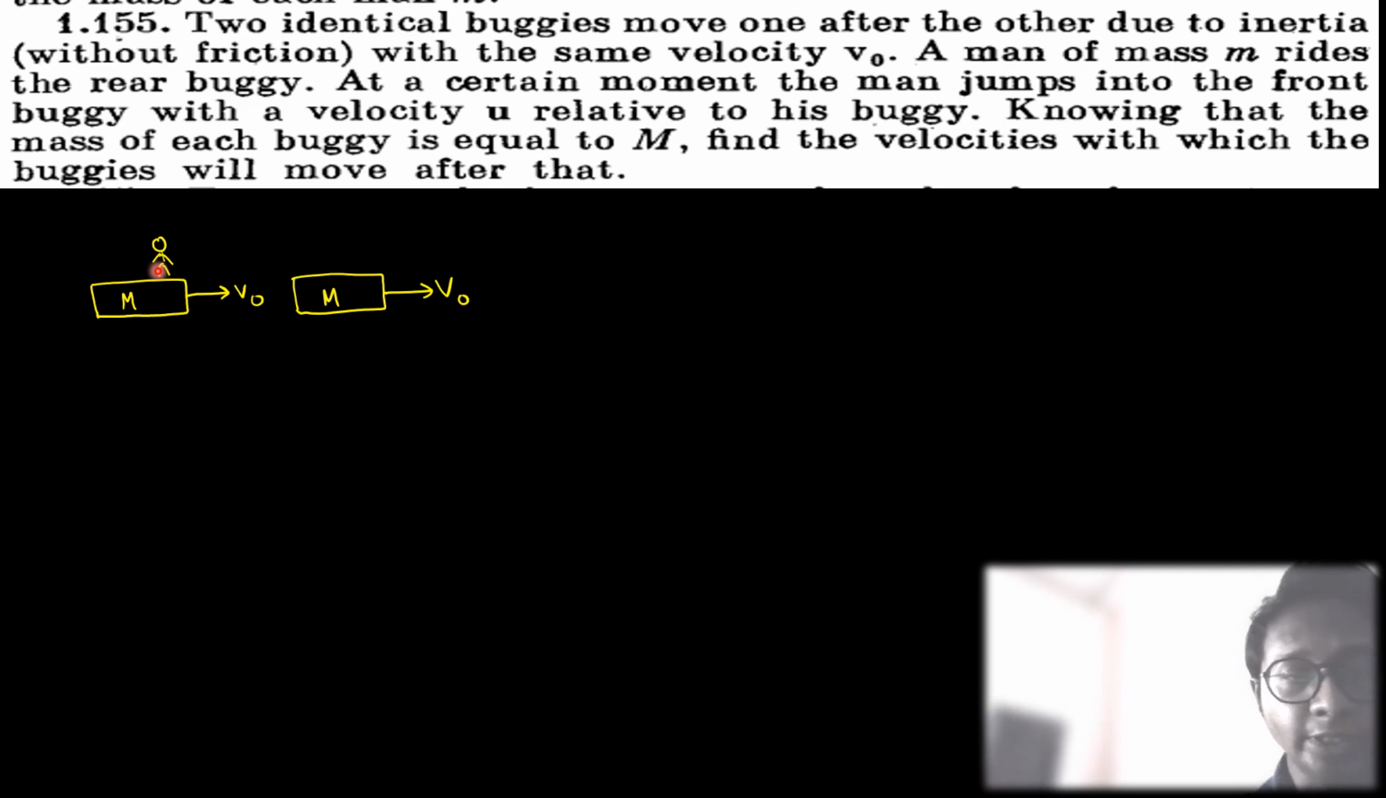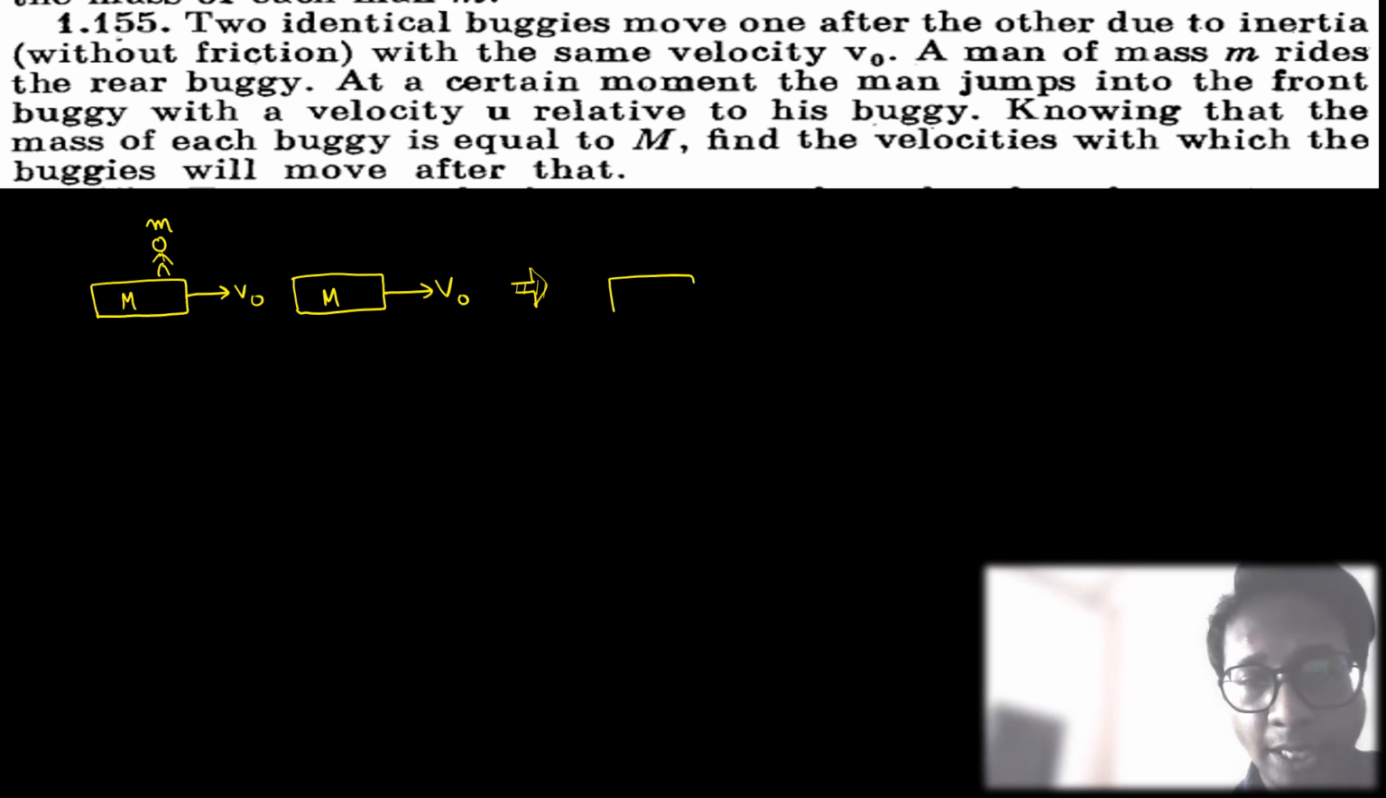In this question, what is happening? There are two bogies, both of the same mass, and they're moving towards the right with velocity v0. The first bogie or the back bogie has a person of mass m. Now this person decides to jump onto the first bogie at a certain instant. So as soon as he jumps, what happens?